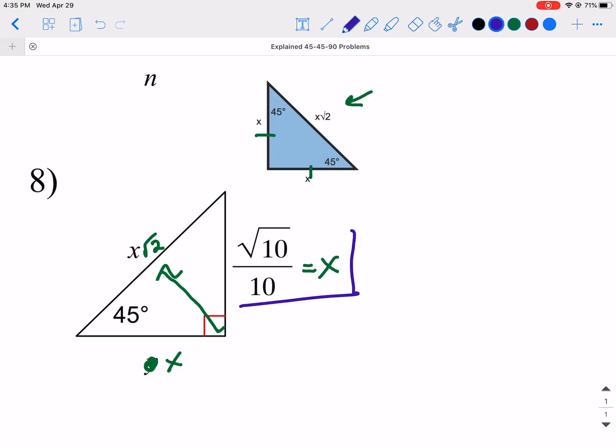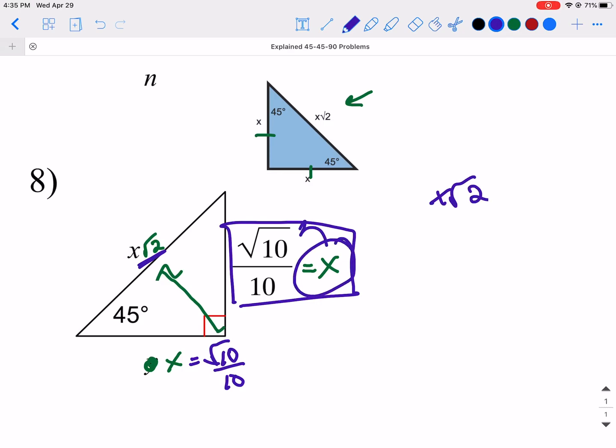If this is the value for x and this is the same, then this has to be rad 10 over 10. So I'm done with the side. Now, all I'm going to do is write x rad 2, because that's what my hypotenuse is. Our value of x is rad 10 over 10, so I'm going to replace this x right here with rad 10 over 10. And then I'm going to bring down my multiply rad 2.